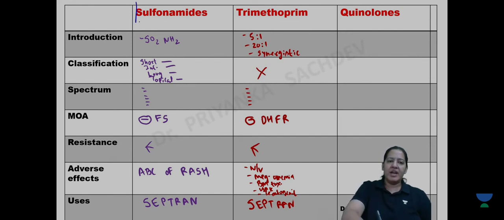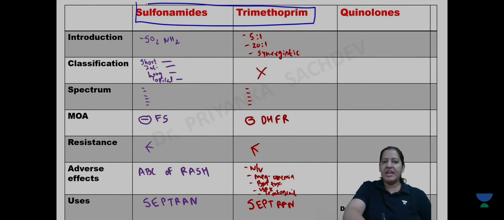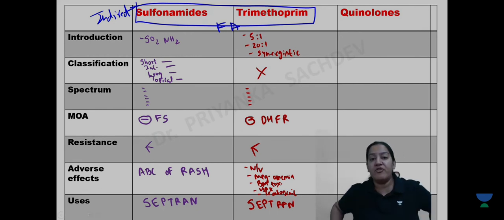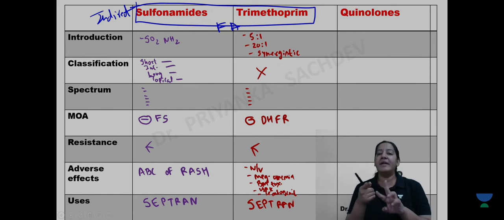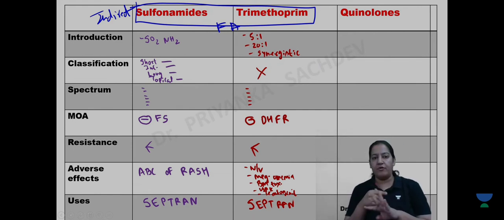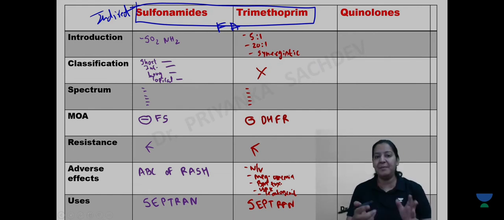Now these 2 were inhibiting nucleic acid. They were inhibiting DNA, but these 2 were indirect inhibitors because both of them were inhibiting folic acid synthesis, and folic acid is required for thymidine synthesis in the DNA. So if folic acid is absent, thymidine will not form, so DNA will not form. So both of them were indirect inhibitors of DNA.